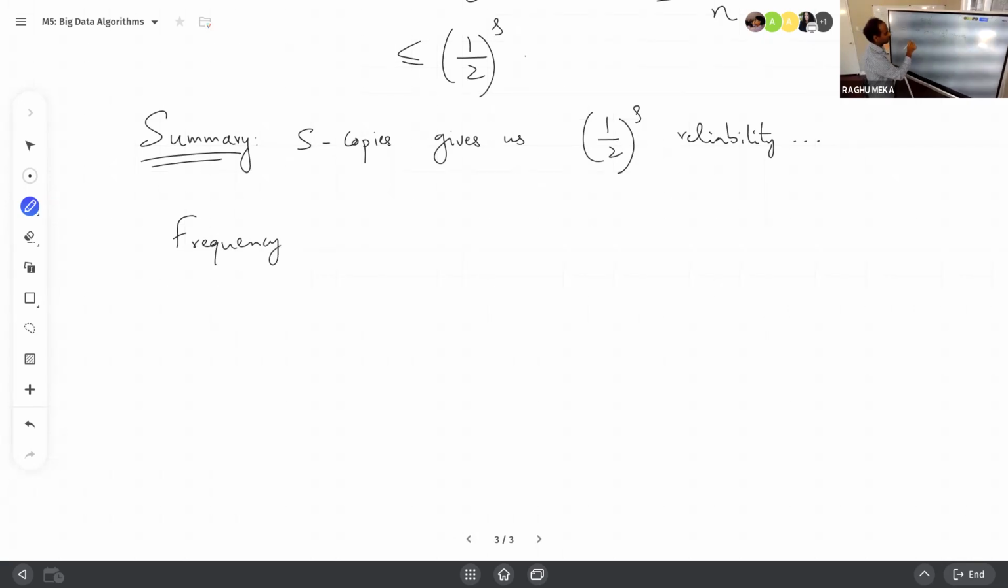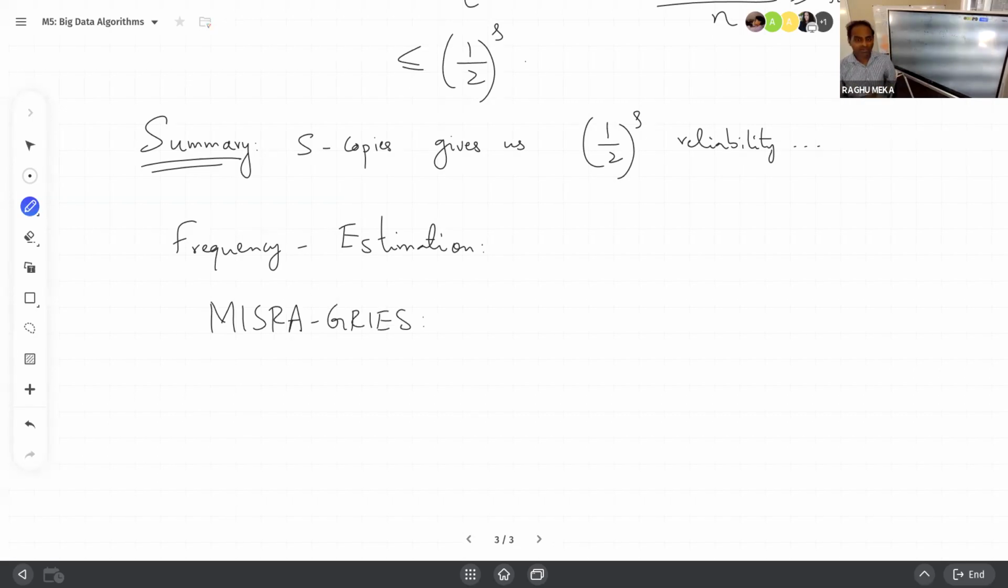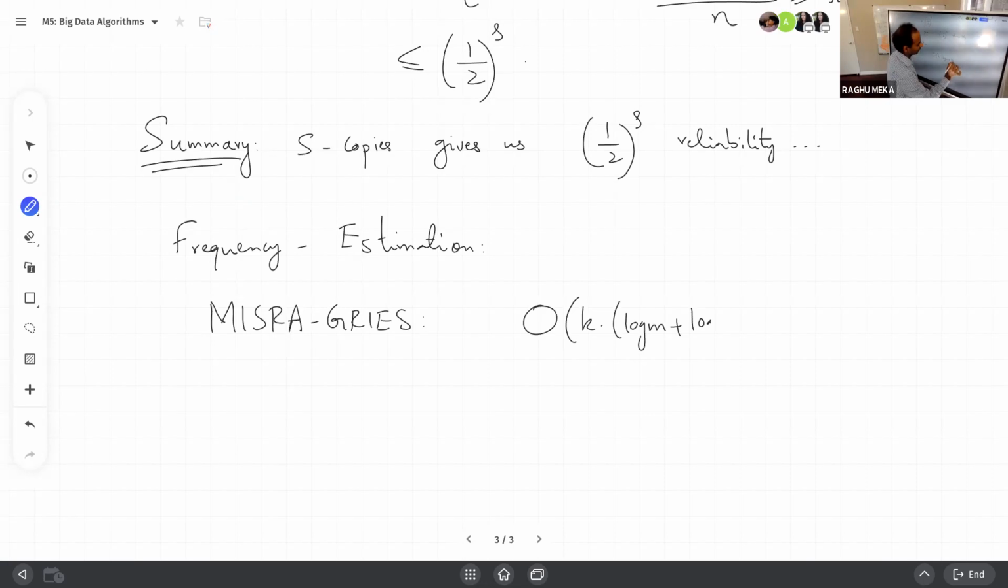So let's do a quick summary of frequency estimation. Right, so we saw two algorithms. One was Misra-Gries. There the space was O of k times log m plus log n, and the error was 1 over k.